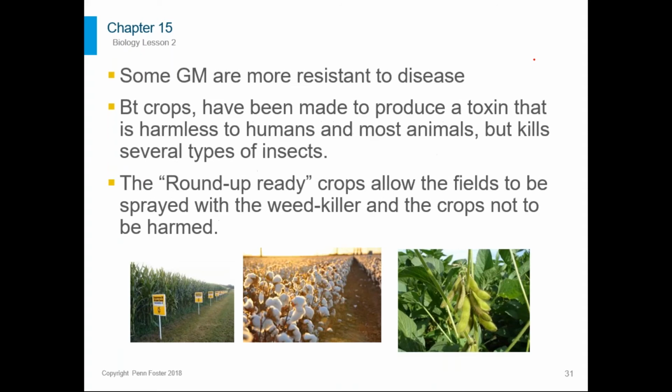There are lots of genetically modified crops. Some of them are more resistant to disease. Some, called Bt crops, have been made so that the plant itself produces a toxin. That toxin is harmless to humans and most animals, but it does kill several types of insects that would attack the crops. Others, the so-called Roundup-ready crops, are resistant to the weed killer Roundup, which allows the fields to be sprayed with the weed killer, and the crops won't be harmed, but the weeds around them will. Shown here are corn, cotton, and soybeans, the three most common genetically modified crops in the United States.